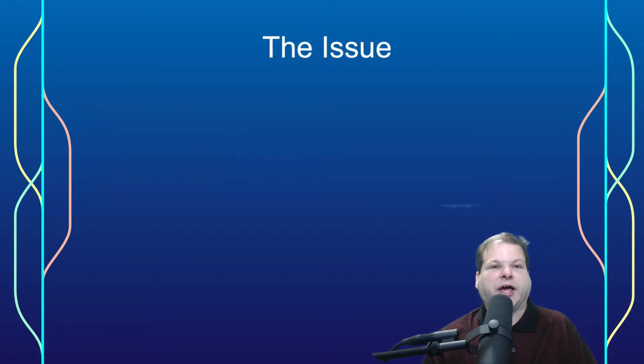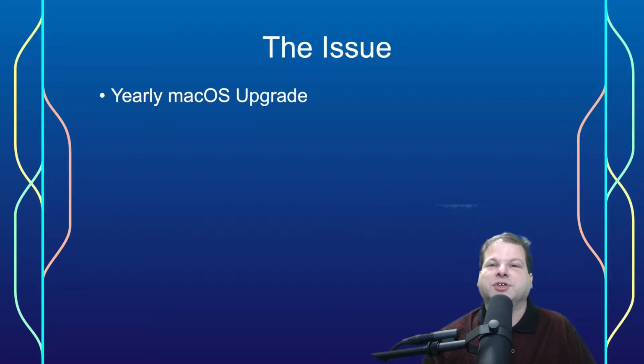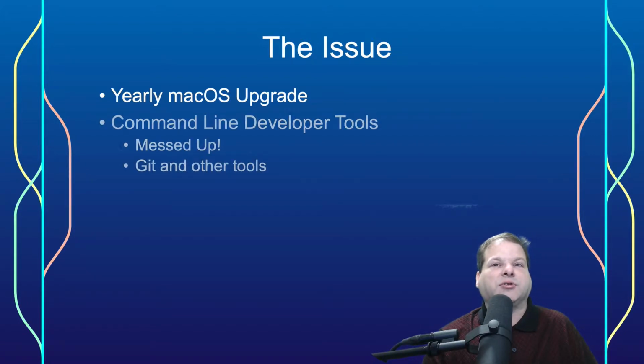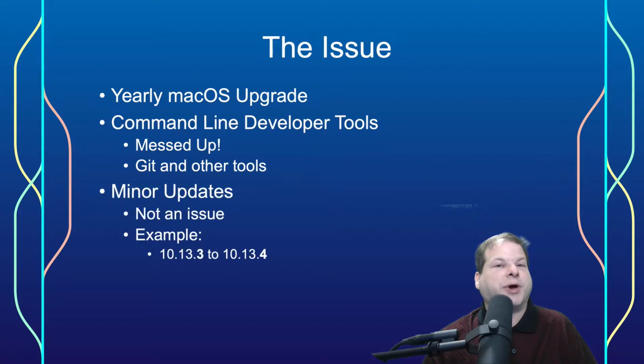Every year, Apple has provided a significant update to macOS. This year is no exception. However, each time that happens, Git, along with other utilities provided by Apple's command line developer tools, get messed up in the update. Now, this doesn't happen with the occasional patches throughout the year. For example, going from 10.13.3 to 10.13.4 won't cause any issues.